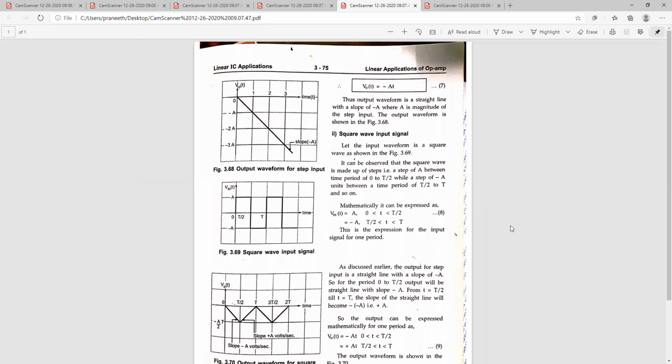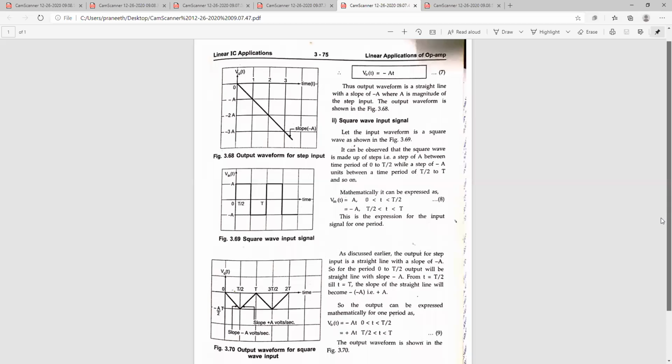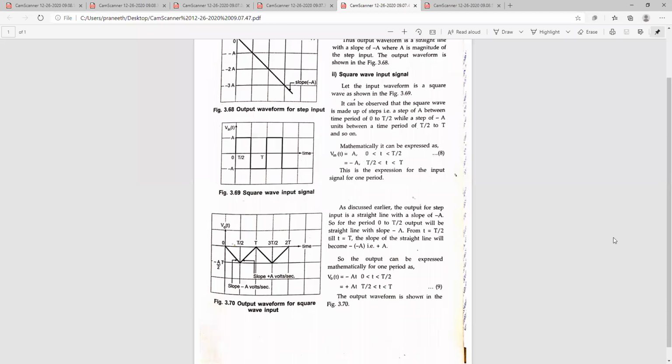So if I substitute that for the output voltage, obviously from 0 to T by 2, my output voltage after the integration will be minus At, and from T by 2 to T, my output voltage is plus At. So if you can see here, as usual, for this positive step input I have got a negative going slope ramp, that is 0 to T by 2, where I have got minus At. Similarly, for the negative cycle, look at here, my minus At has been increasing to At, right?